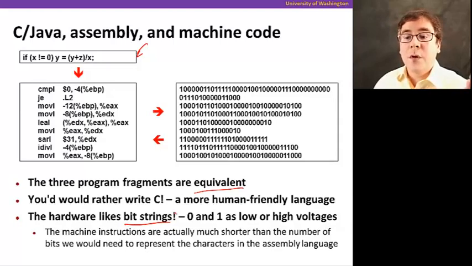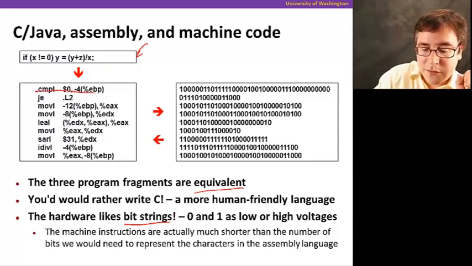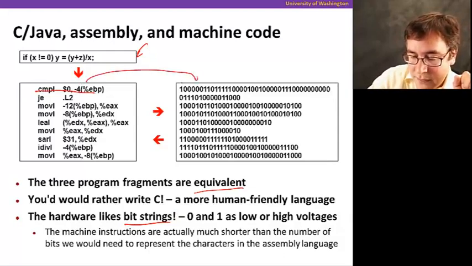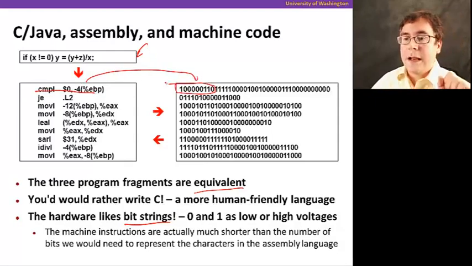And the machine instruction is actually much shorter than the number of bits we would need to represent the characters in the assembly language. It's a much more dense encoding of the assembly instructions that we see here. But there's a very direct correspondence between these simple assembly instructions and some of the bits in machine code.